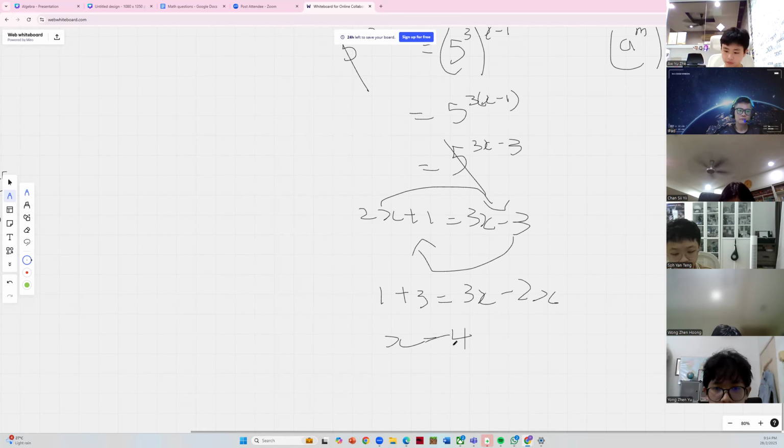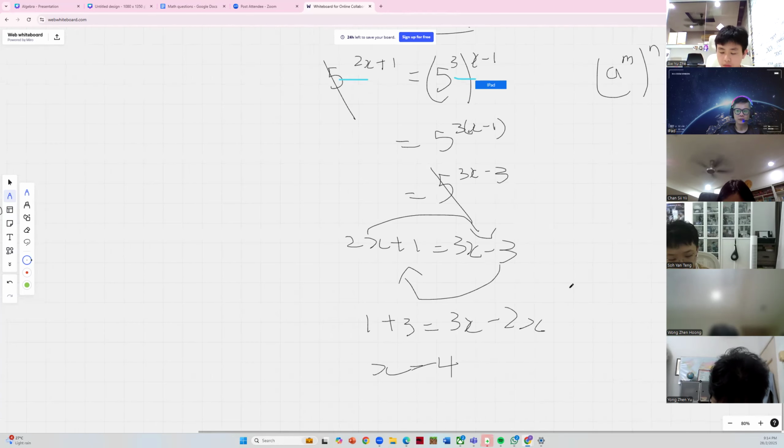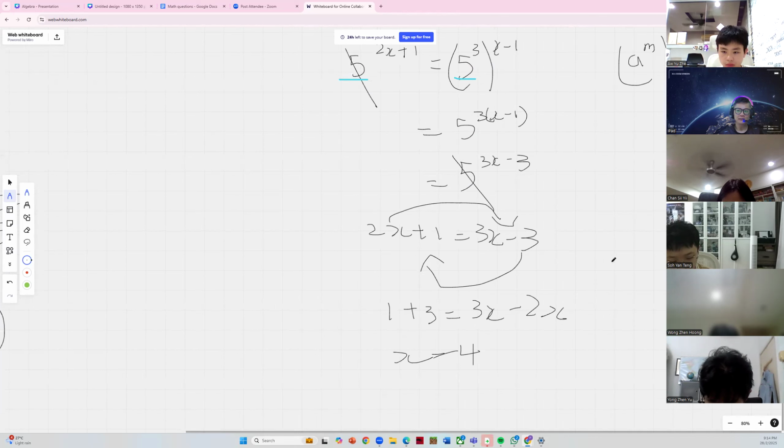Any questions? So the idea for this question is you make the base number the same. So once you manage to make the base number the same, you apply the indices law, you can solve the questions. Okay, so let's move on to third questions.